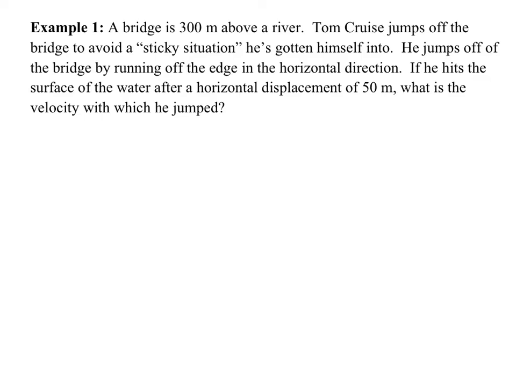So he runs off with only horizontal velocity. I wrote he jumps off the bridge, but by running off the edge only in the horizontal direction. So like the tennis ball that Mike just rolled across the table, that's Tom Cruise running off the bridge, just running straight off. He hits the water after a horizontal displacement of 50 meters. So he's fallen down 300 meters, and he's gone horizontally 50 meters. And we want to figure out what the velocity is with which he runs off the bridge. I should say runs instead of jumps. What is the velocity with which he ran off the bridge? I should correct that for next year too.